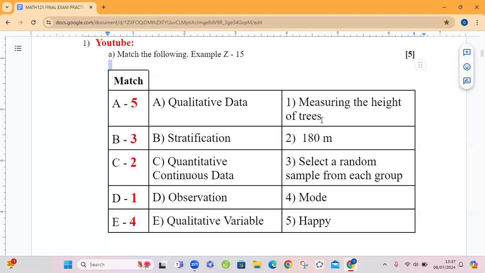Measuring the height of trees does not interfere with the state of the tree. The tree remains the same. You just measure its height, so you are observing. D was matched to number 1. And E was matched to number 4.